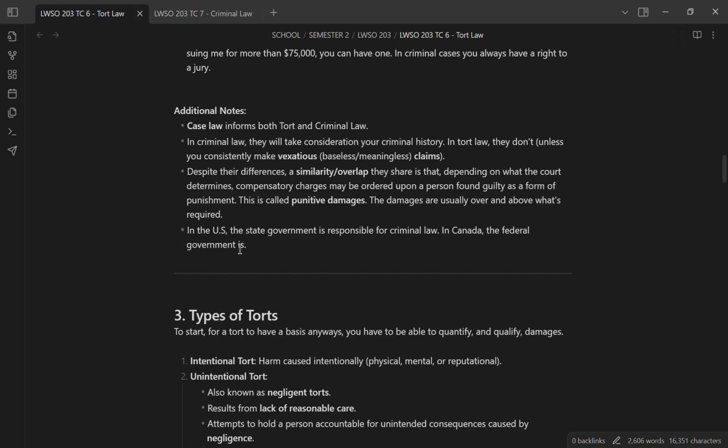The similarity that they share, and this is important, is that depending on what the court determines, compensatory damages or compensatory charges may be ordered upon a person found guilty as a form of punishment. This is called punitive damages. So again, on top of what is being paid, they may pay more. Again, the damages and punitive damages are usually over and above what's required. Both tort and criminal law can see this employment of compensatory charges.